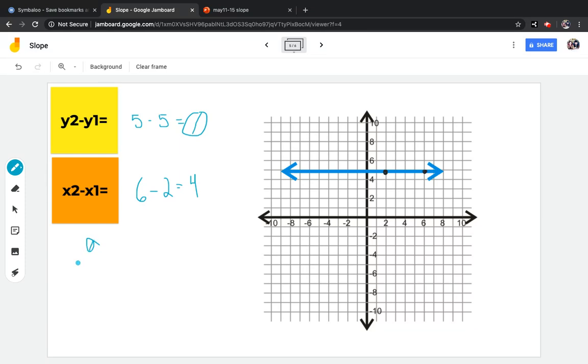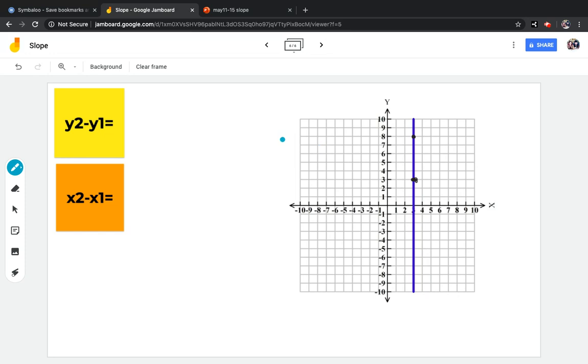Now, if you remember how fractions work, a fraction is literally just a division problem. So 0 divided by 4 would be just plain old 0. So this slope is a 0 slope, which means it's just stagnant, it's neutral, it's not going anywhere.